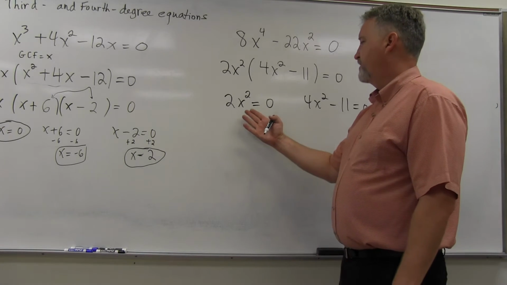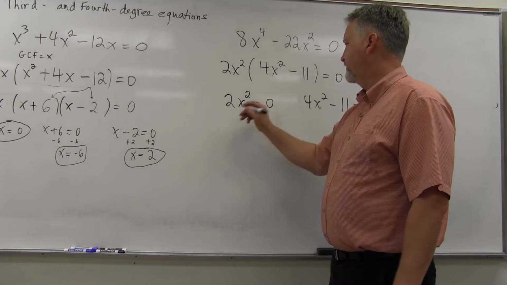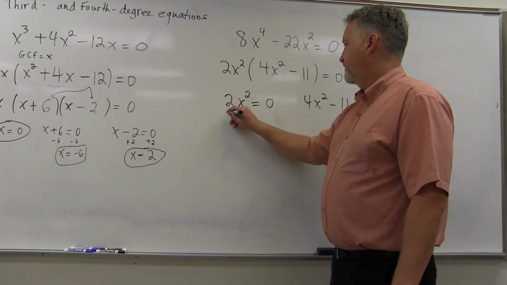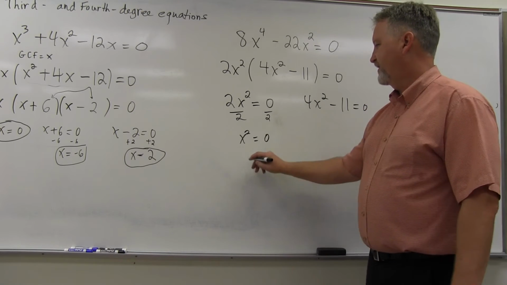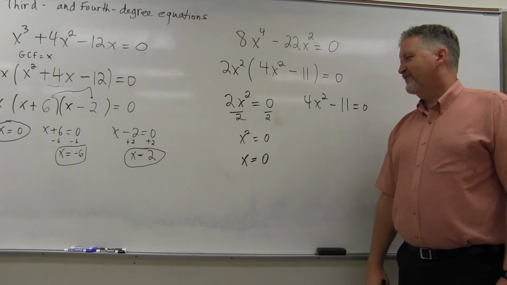Now this one is a much easier equation than the second one here. Just divide by 2, right? And x squared equals 0. What do you got there? X equals 0. Yeah, that's going to be x equals 0.